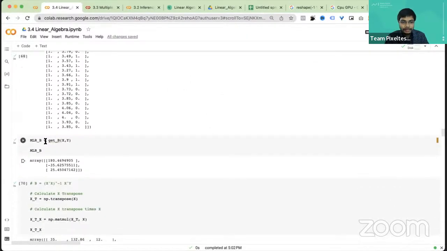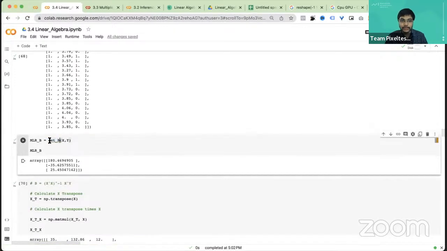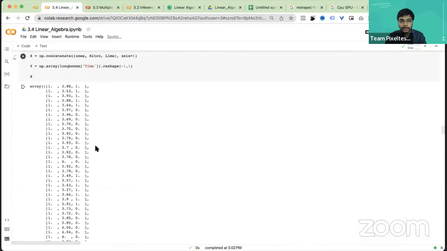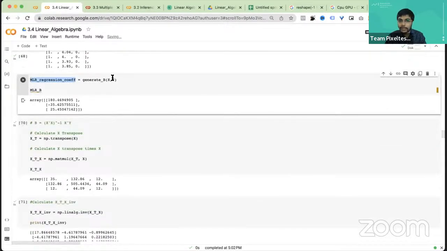What we have done here is we use the same definition function, right? So get will not work here. I'm just going to say generate underscore B, because we have renamed that function. Now, the multiple linear regression, MLR, regression coefficient. Because we already have X and Y, and Y was time only, right? So now we are just going to print our multiple regression coefficient.